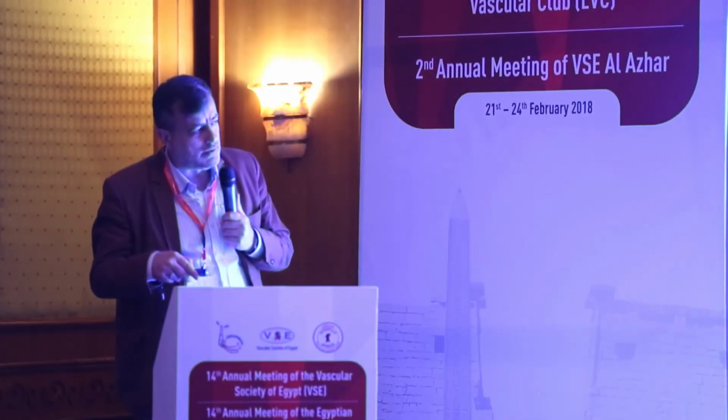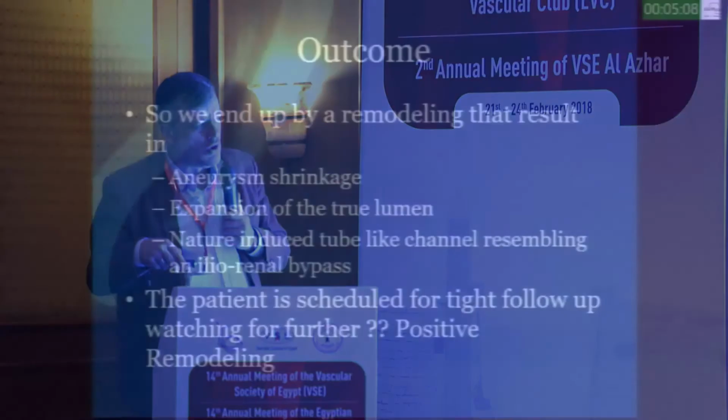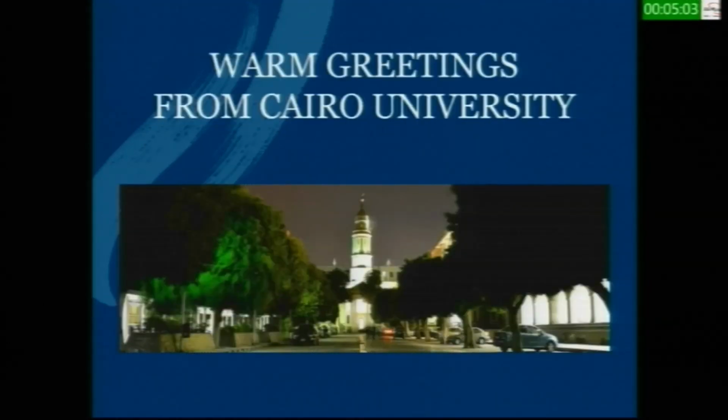So the patient had a reduction of his total aortic diameter, a false lumen-like channel arising from the right iliac artery to the right renal artery with some flow in the suprarenal segment, but not affecting the total aortic diameter. So we end up with aneurysm shrinkage, expansion of the true lumen, and a naturally induced tube-like channel resembling an iliorenal bypass, and the patient was scheduled for tight follow-up, watching for maybe further positive remodeling. And thank you very much.